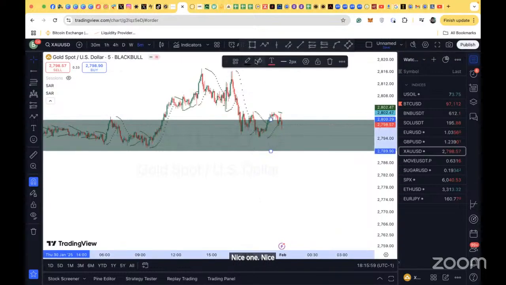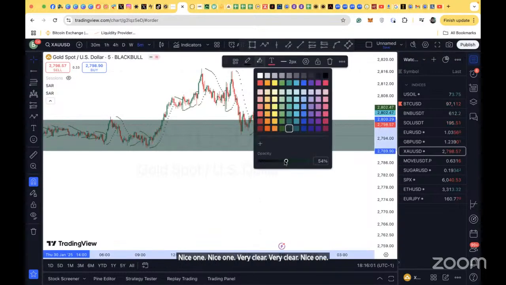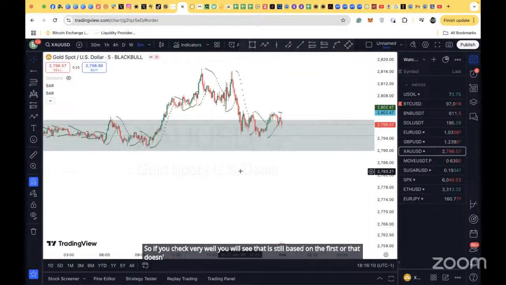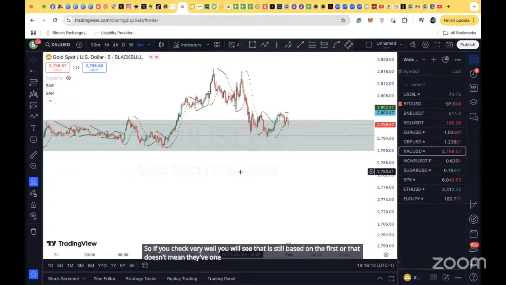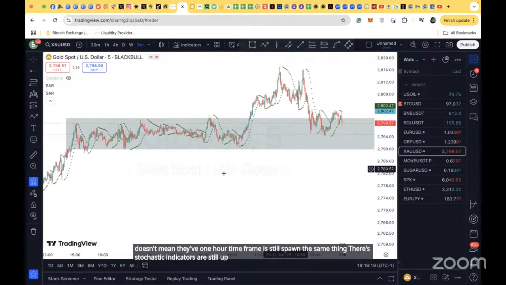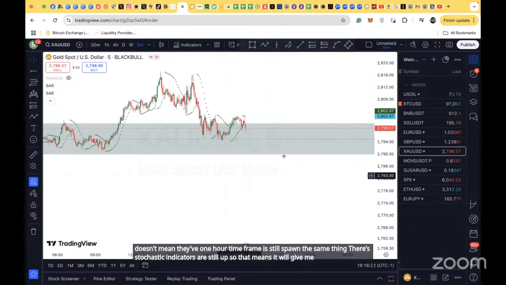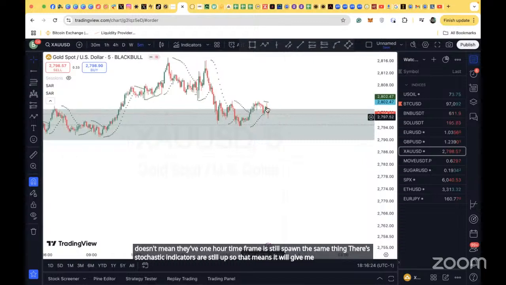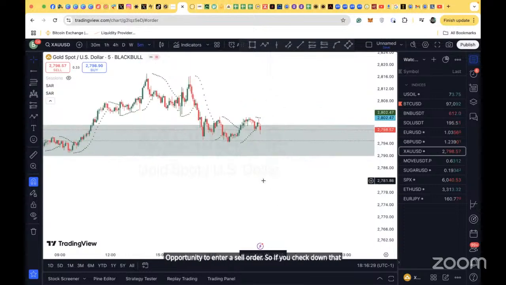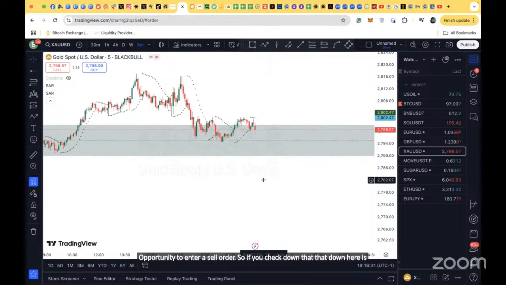Very clear, nice one. So if you check very well, you will see that it's still based on the first order. That means the 1 hour time frame is still responding the same way. The stochastic indicator is still up. So that means it will give me an opportunity to enter a sell order. So if you check down there, down here is where you are going to take your profit.